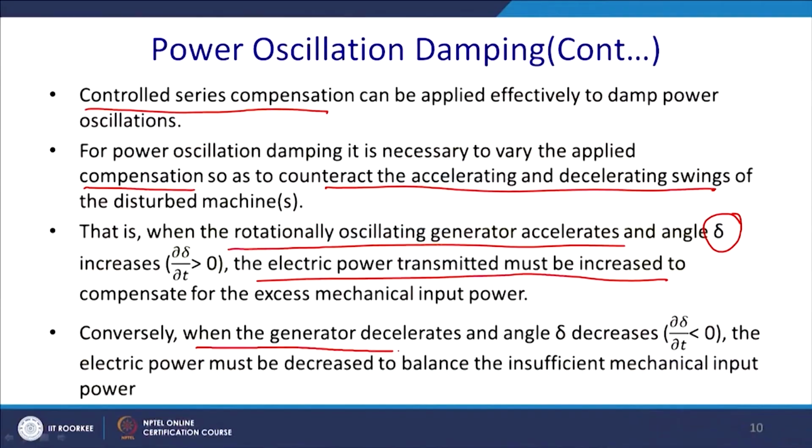When the generator decelerates and angle delta decreases, the electric power must be decreased to balance the insufficient mechanical input power. So, these are the two conditions, and accordingly the impedance of the line is required to be changed to accommodate the change of the mechanical input.